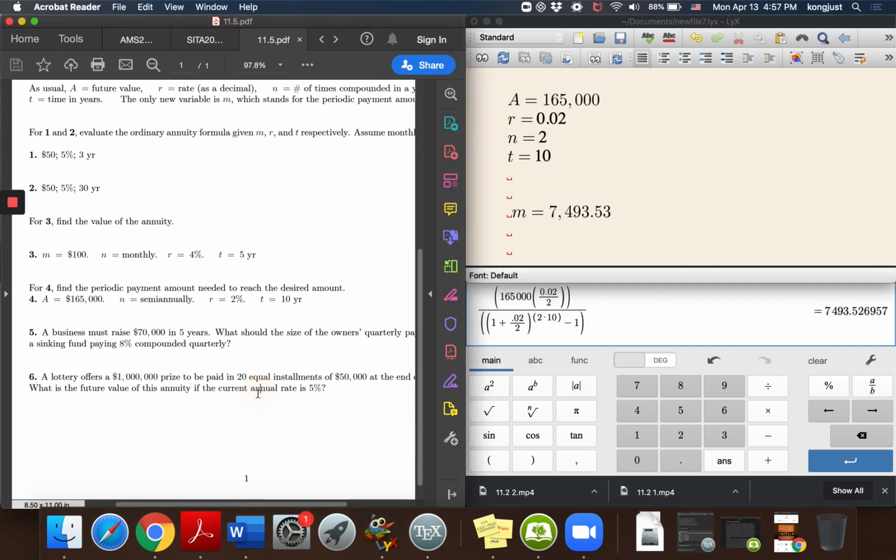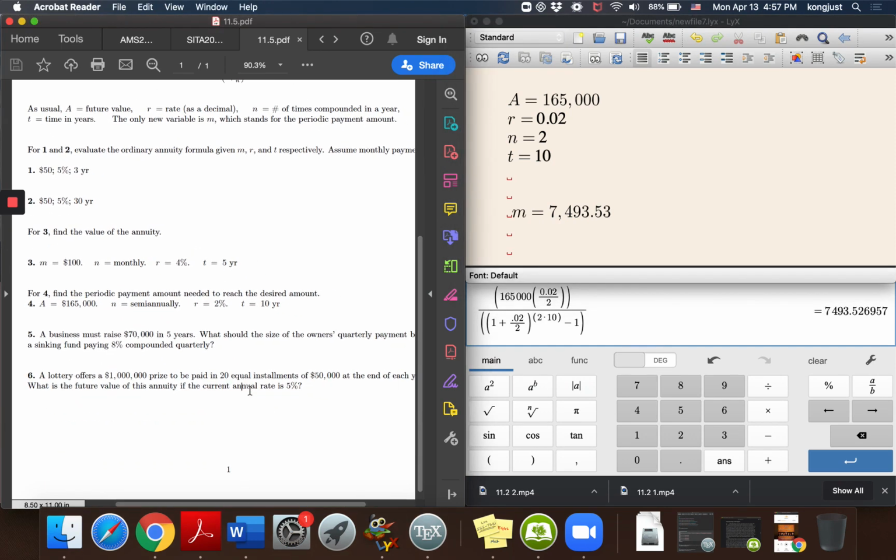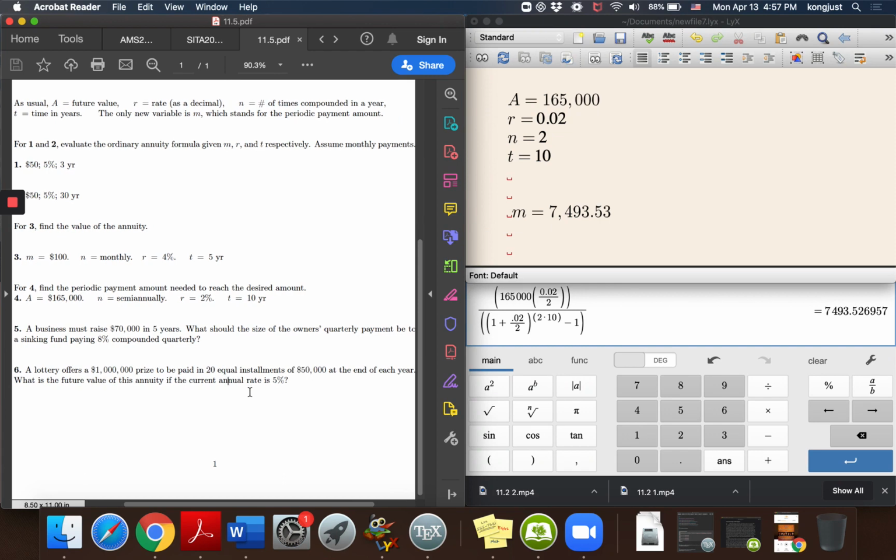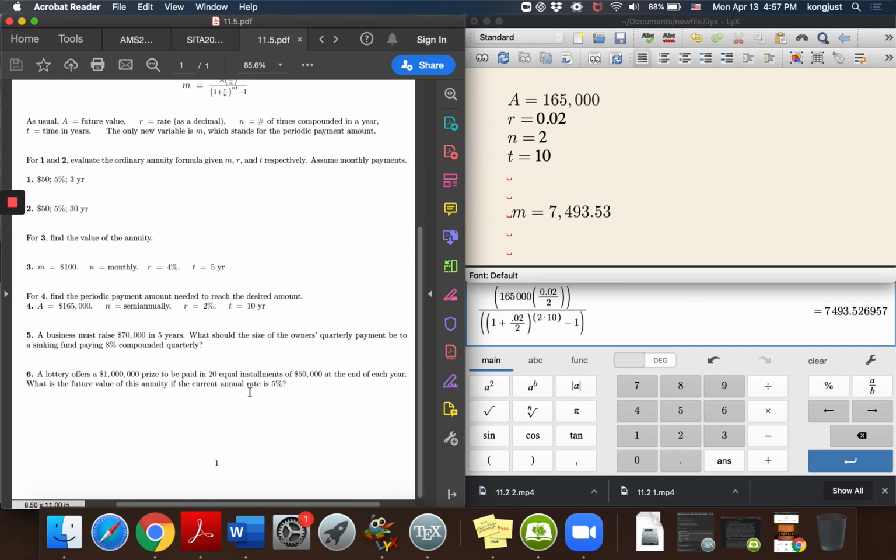All right, number 5. A business must raise $70,000 in 5 years. What should the size of the owner's quarterly payment be to a sinking fund? Sinking fund is just another name for annuity, paying 8% compounded quarterly.